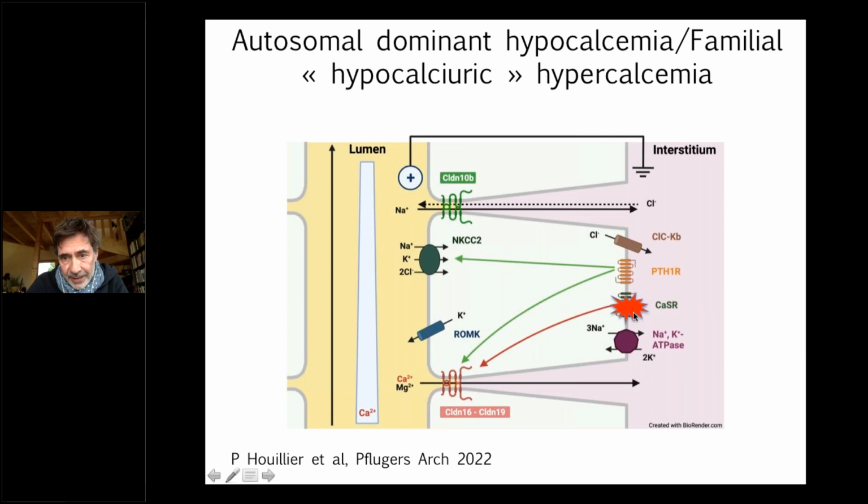Autosomal dominant hypocalcemia is due to activating mutation of the calcium sensing receptor. Familial hypocalciuric hypercalcemia is most often due to inactivating mutation of the calcium sensing receptor. So both mutations have opposite effects on the calcium sensing receptor and then opposing effects on the ability of the thick ascending limb to reabsorb calcium. It is increased in patients with familial hypocalciuric hypercalcemia, and it is decreased in patients with autosomal dominant hypocalcemia.